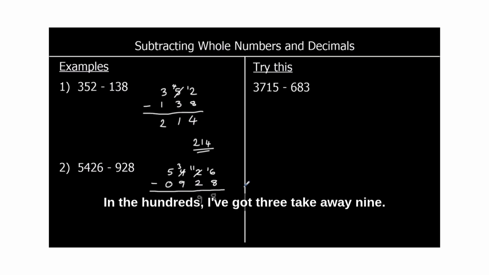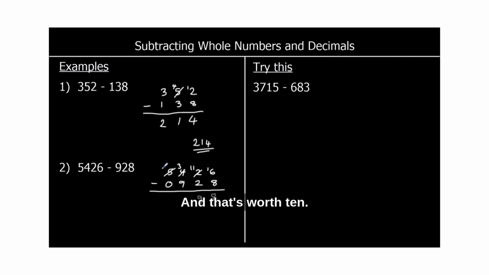In the hundreds, I've got 3 take away 9. I don't want to do that, so I'm going to steal one of the thousands, and that's worth 10 in the hundreds. So 13 take away 9, that's 4. And in the thousands, I've got 4 take away 0, which is 4. So my answer is 4,498.